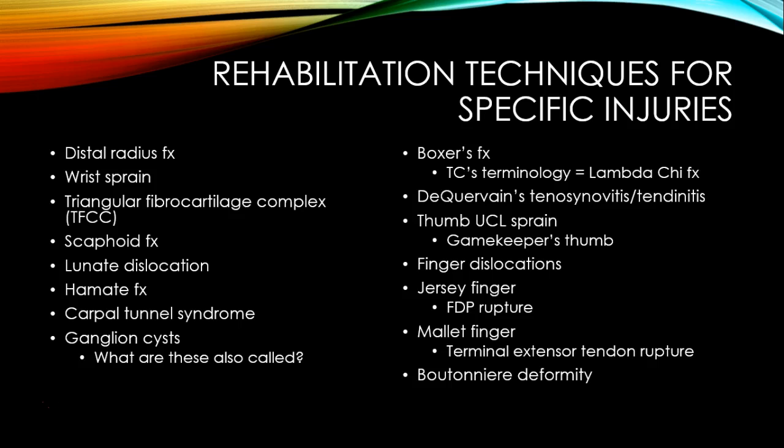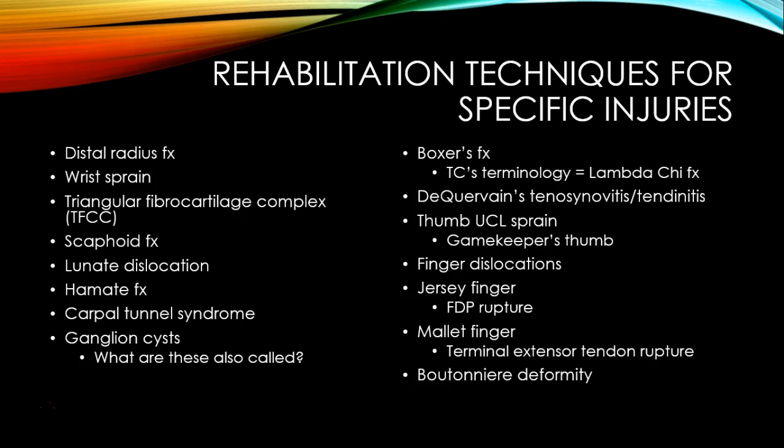Lunate dislocations are the most common carpal dislocations. The book shows how this can potentially be reduced on page 570. These injuries tend to need a surgical fixation to maintain the integrity of the joint. The post-surgical rehab will be very similar to a distal wrist fracture.